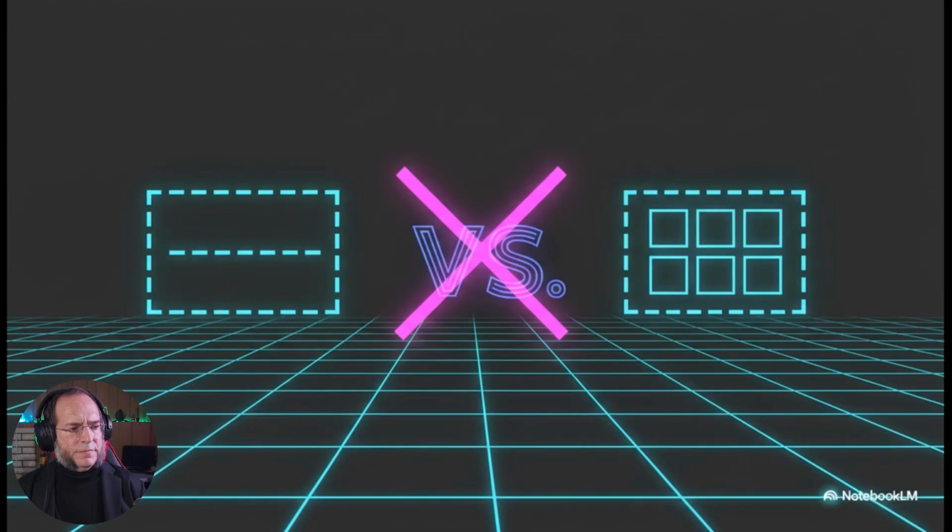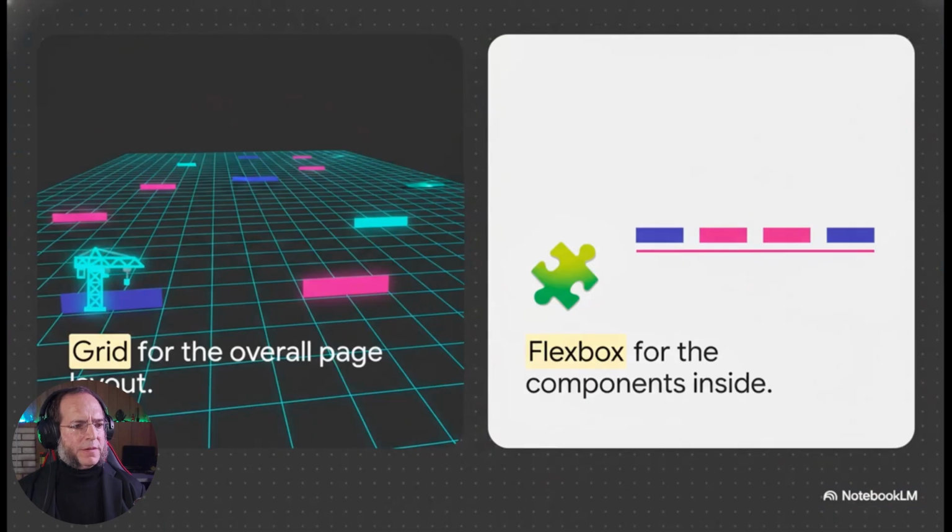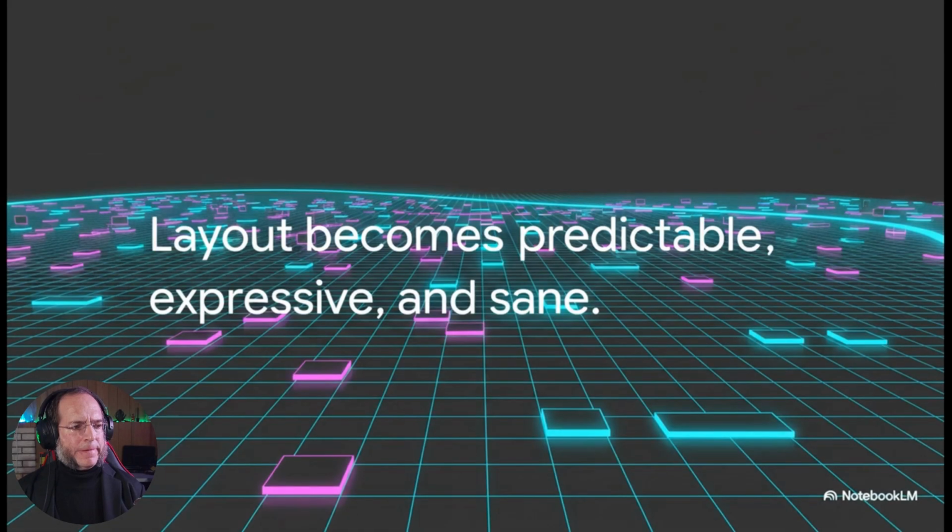Now hold up. This doesn't mean you ditch Flexbox. No way. They're not rivals. They are the ultimate team-up. Think Grid for the big picture and Flexbox for the components inside. You use them together, and layout just finally makes sense.